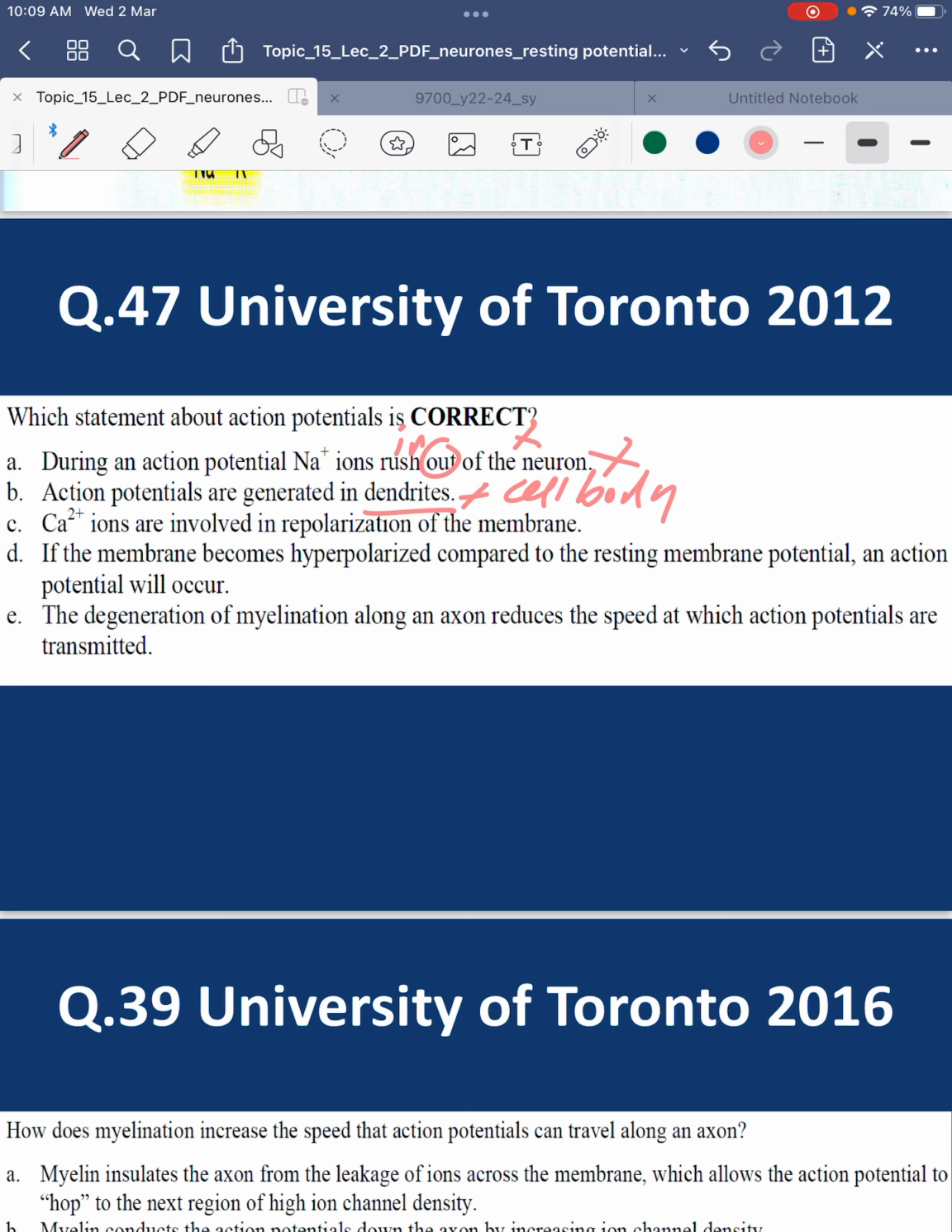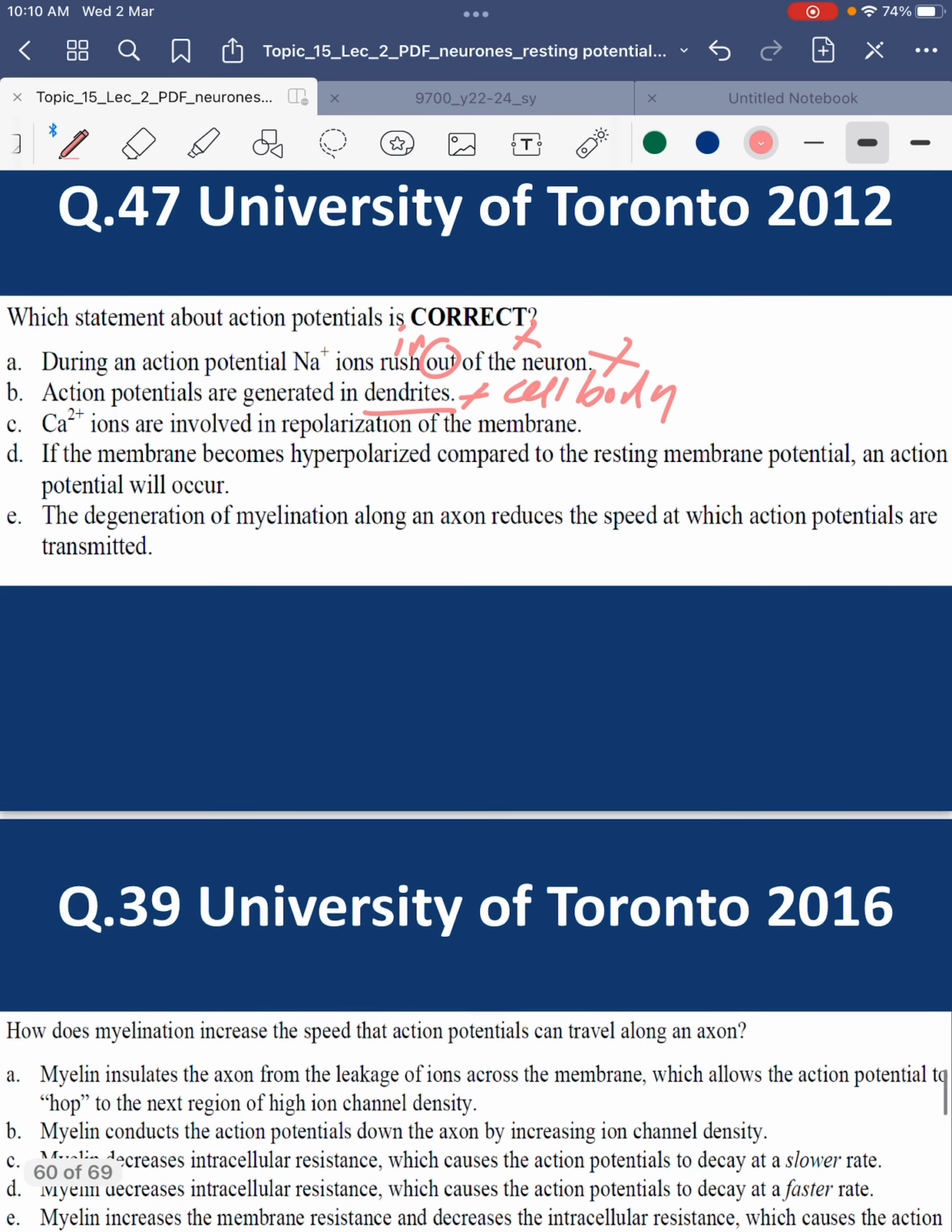Of course, if it's a motor neuron, we will start from the cell body. If it's a sensory neuron, then it's from the receptor. So this depends on the question. Calcium ions are involved in repolarization of the membrane? No, calcium ion is not involved. If the membrane becomes hyperpolarized compared to resting potential and action potential occurs, no. The best answer is E.